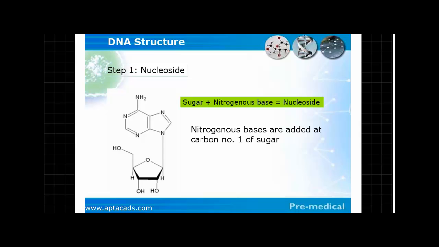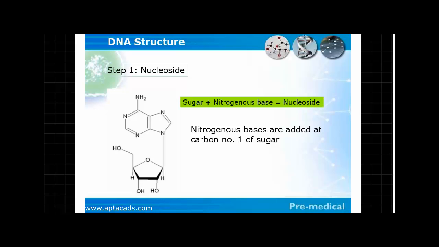Now let's talk about how these three molecules join together and form a DNA molecule. So we can study all these things in a stepwise manner. So let's discuss the very first step. The first step is the formation of the nucleoside. Now for the formation of the nucleoside, sugar binds with a nitrogenous base and they form a nucleoside.